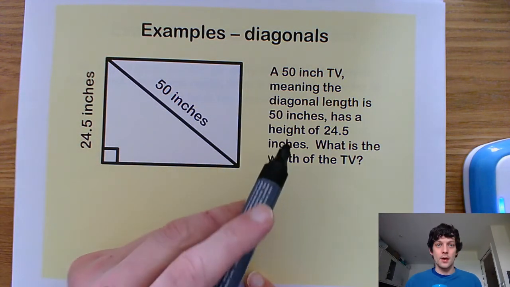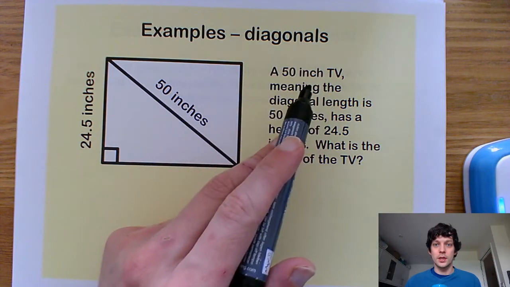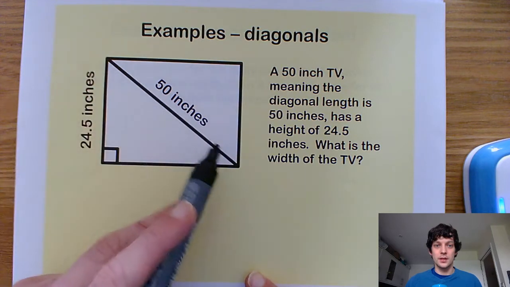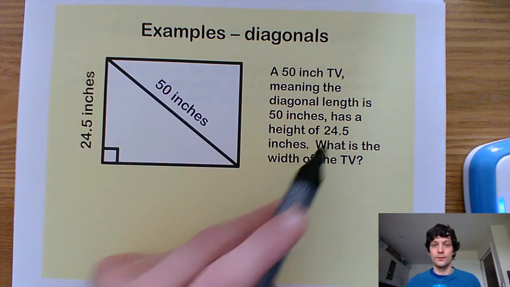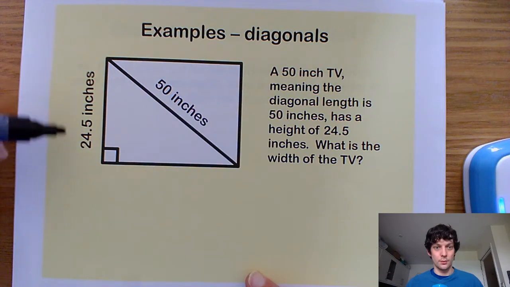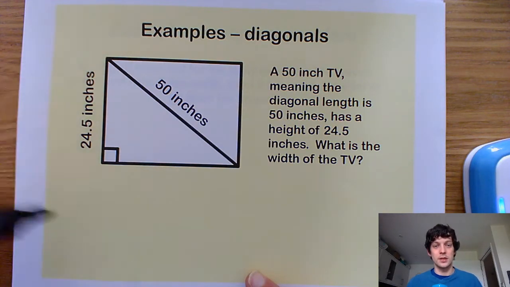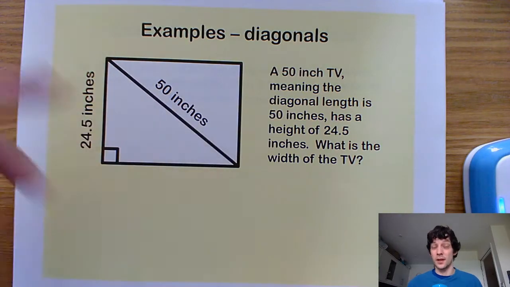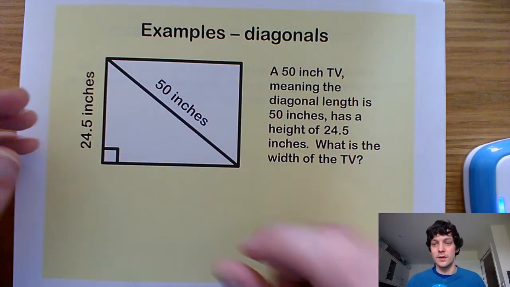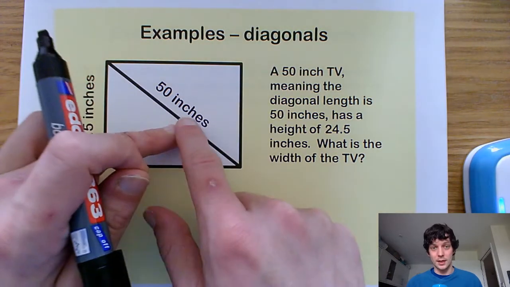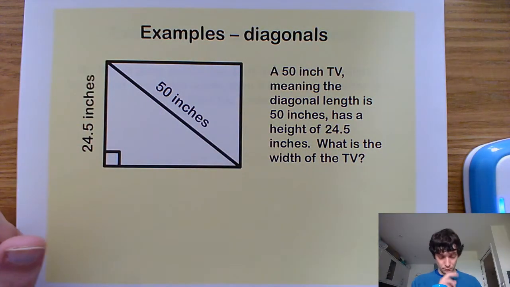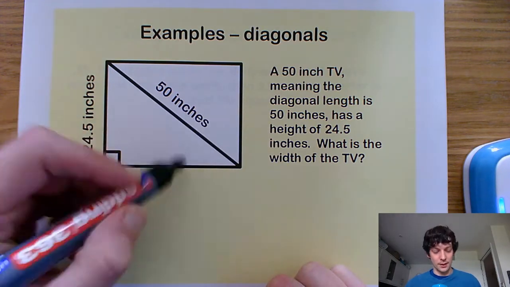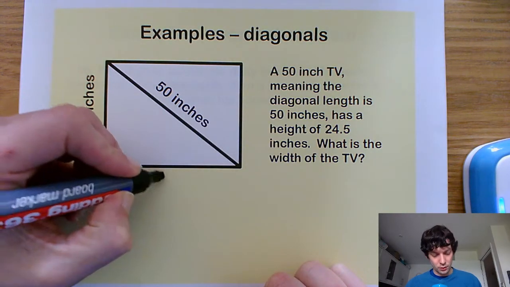So here we have a 50-inch TV, meaning the diagonal length is 50 inches, has a height of 24.5 inches. So we've got a height of 24.5 inches here. The diagonal length is 50 inches. That's what, when you get lengths of TVs, like if we say we had a 50-inch TV, it means the length from corner to corner, and we want to find out the width. We want to find out this length here. So I'm just going to call that X.